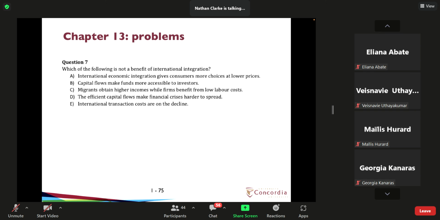Then if we look at some of the other ones, A says it gives consumers options, more choices at lower prices. That's true because everybody can specialize and you can get goods that maybe are seasonal usually, but you can get them in your country at different times. B says capital flow make funds more accessible to investors. That is also true, right? More developing countries can get access to, like American companies investing there and whatnot. C says migrants obtain higher incomes while firms benefit from low labor costs. That's true. People who move to the US, for example, from a developing nation, they get paid much more on an hourly basis, and maybe the firms can pay a little bit less. Then E says international transaction costs are on the decline. That is also true, due to the advancement of technology and stuff.